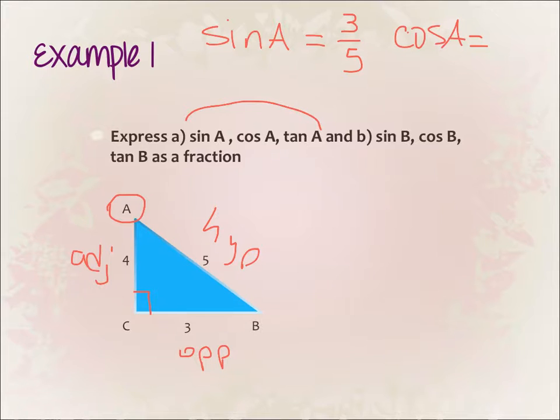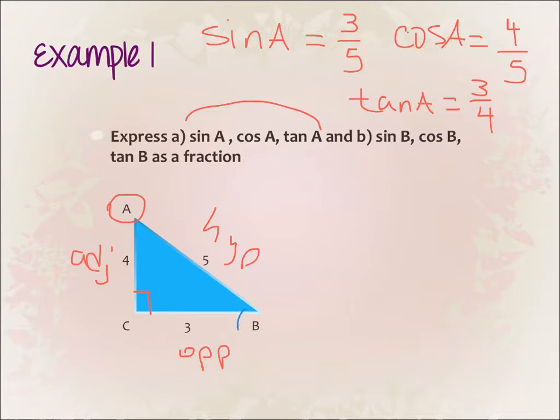Adjacent and hypotenuse. So that one's going to be 4 over 5. And now we'll do the last trig ratio, the tangent of A, which uses opposite and adjacent. So the tangent is going to be 3 over 4. So when it says to write or express the sine of a particular letter and leave it as a fraction, all we're looking for are the correct sides, either opposite over hypotenuse, adjacent over hypotenuse, or opposite over adjacent. Now let's reference angle B.